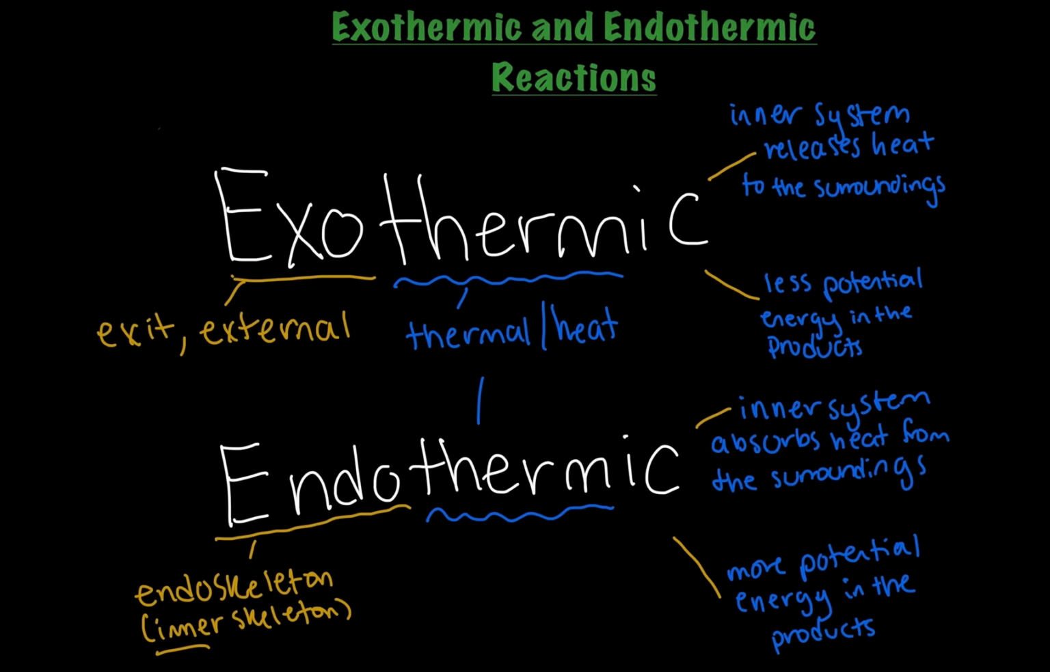So just to summarize, in an exothermic reaction, heat is exiting a system into the surroundings, so the surroundings are going to be warmer. And in an endothermic reaction, the system is absorbing or internalizing the heat from the surroundings, so the surroundings are going to be cooler and there's going to be more potential energy in the products.